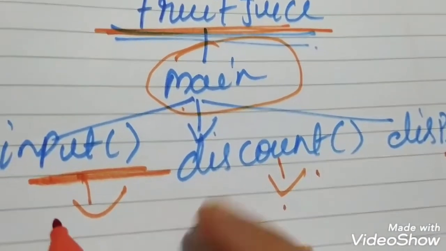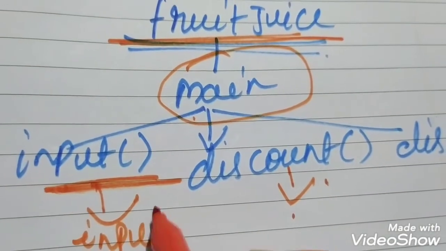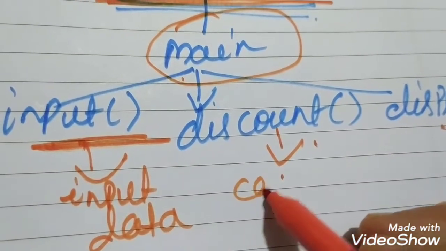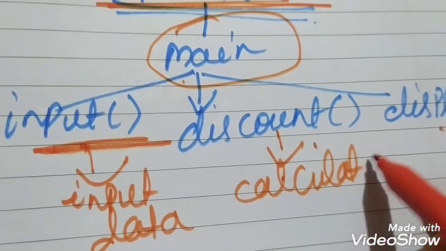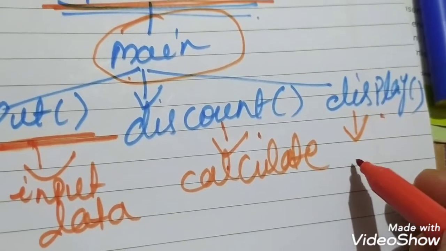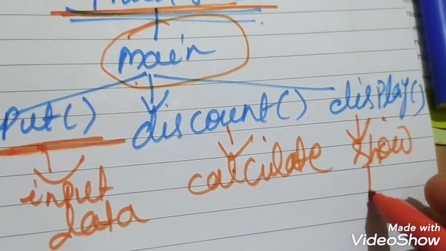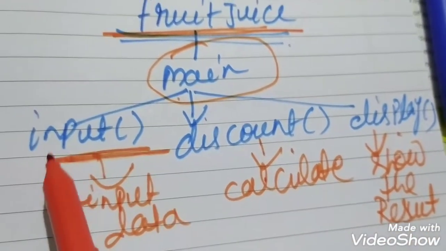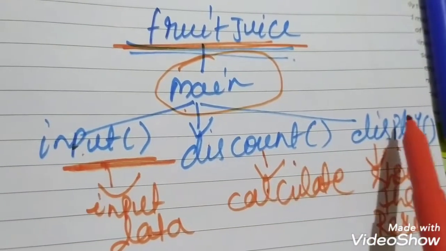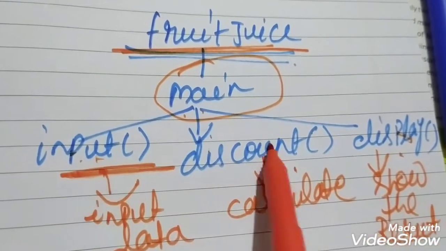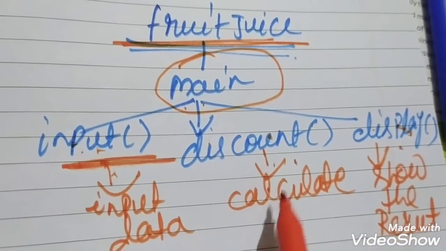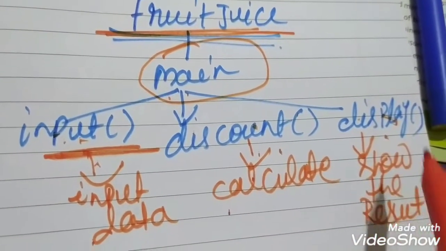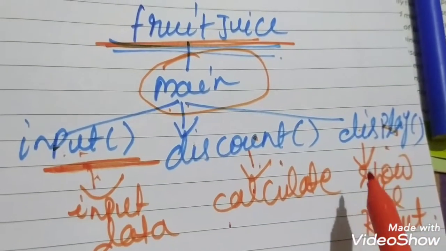The input method is the one by which we input the data, the discount method is the one through which we calculate, and the display method shows the result. This is the work divided among the methods. So the main method invokes these three methods: the input method inputs data, the discount method calculates the discount, and the display method shows the result or whatever is asked by the question.